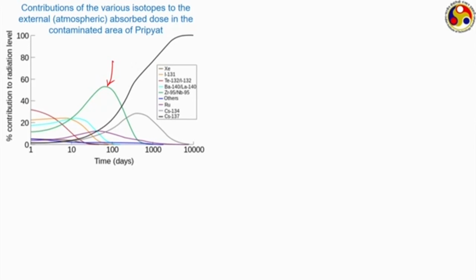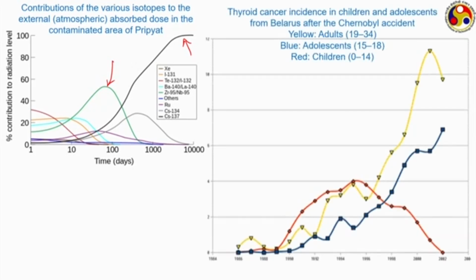But the most interesting of them is this particular one, which refers to cesium 137. It actually keeps on increasing, and even after a period of 10,000 days, it is extremely high, and it contributes about 100% of the radiation level. So, this is a very long living isotope. While others have almost died down by now, it is still very active.